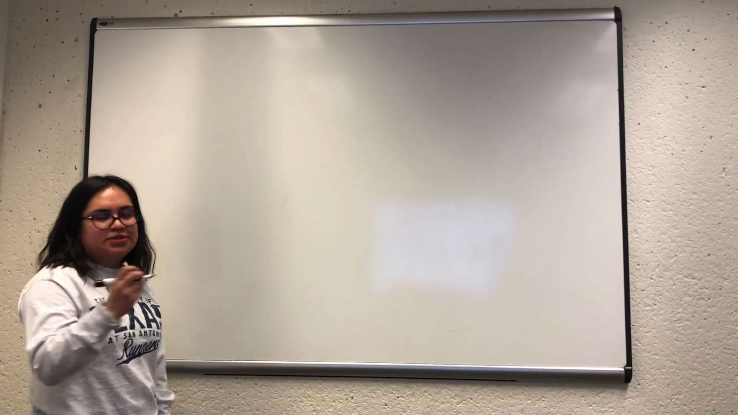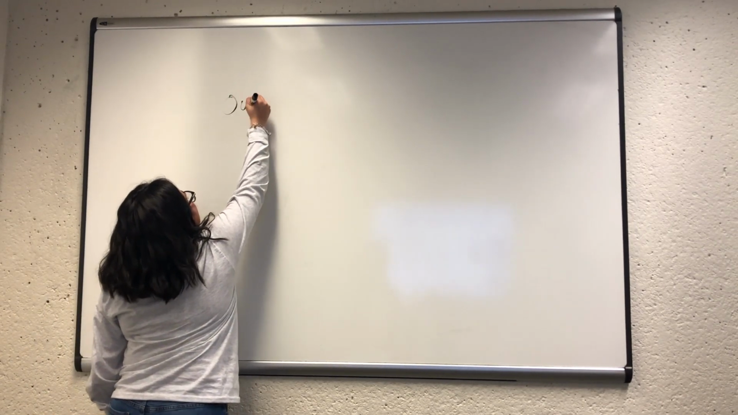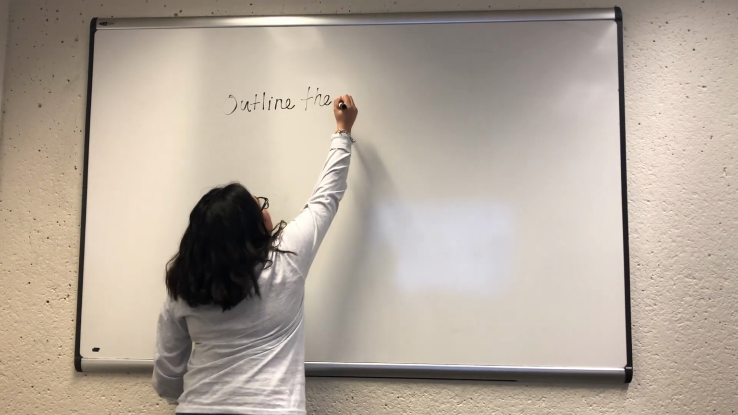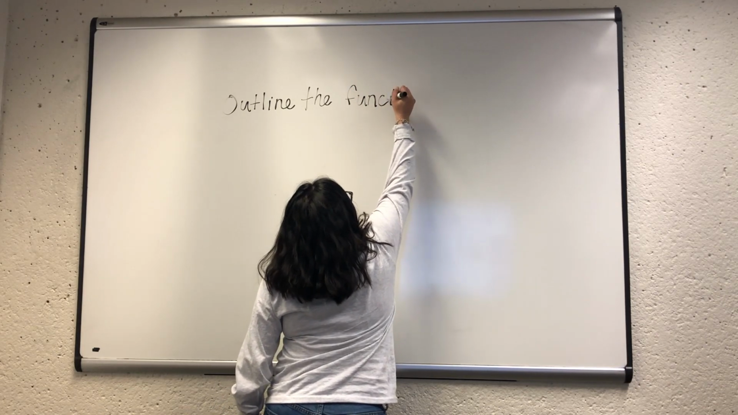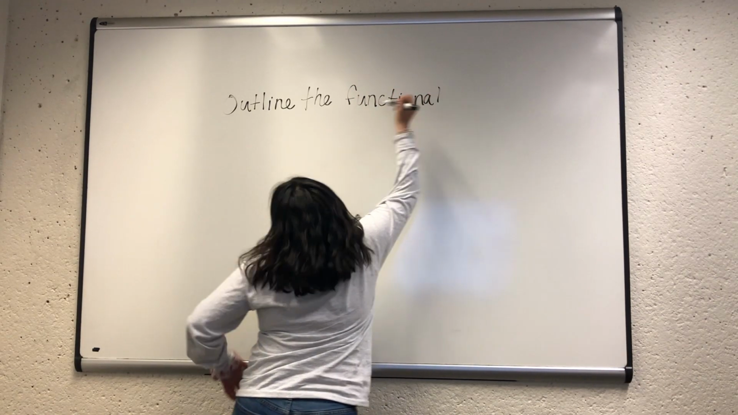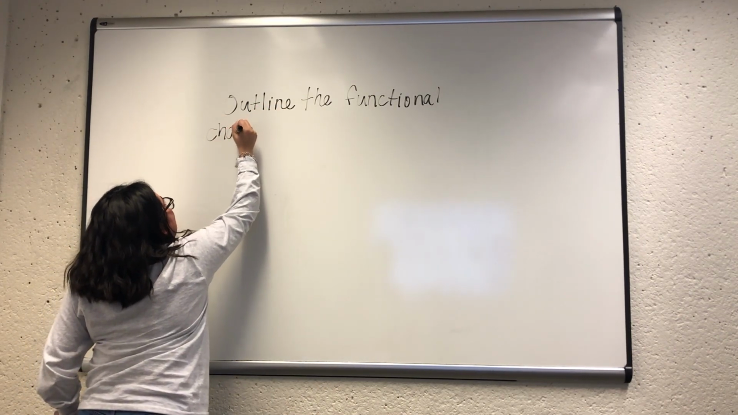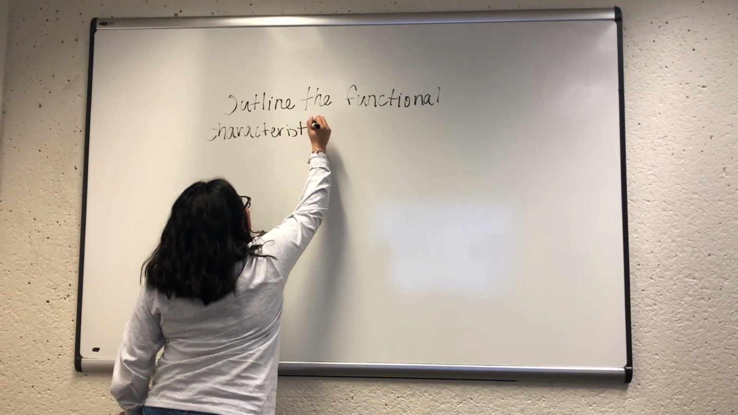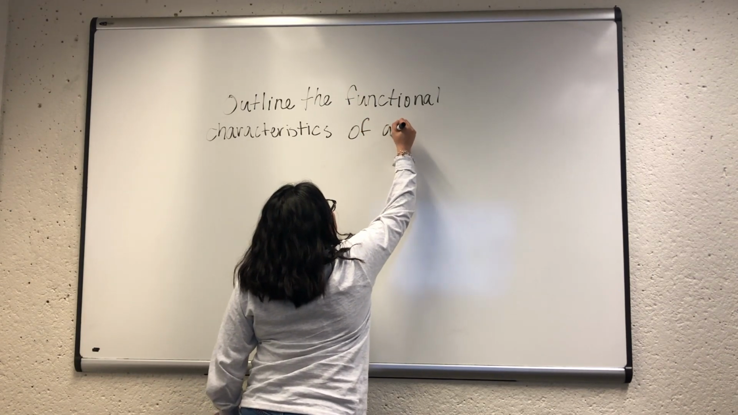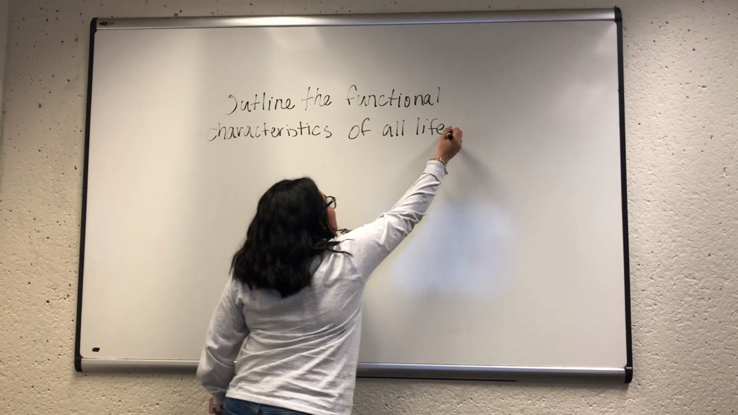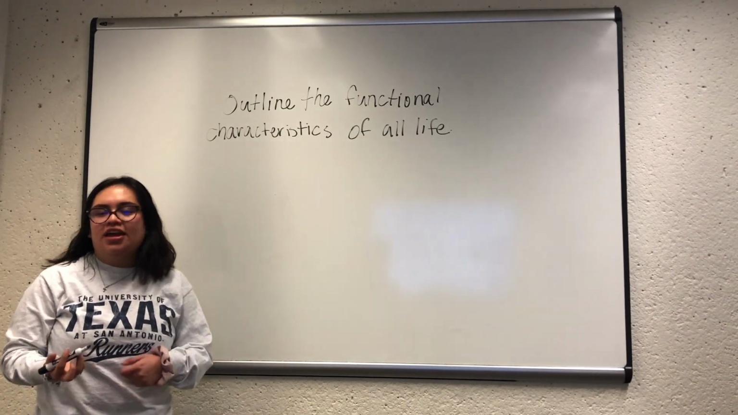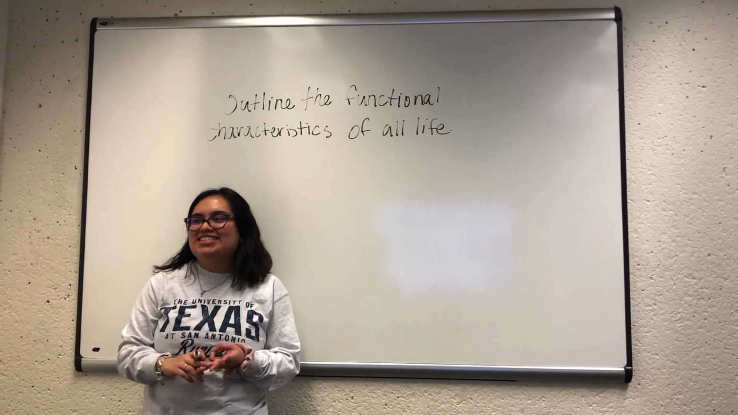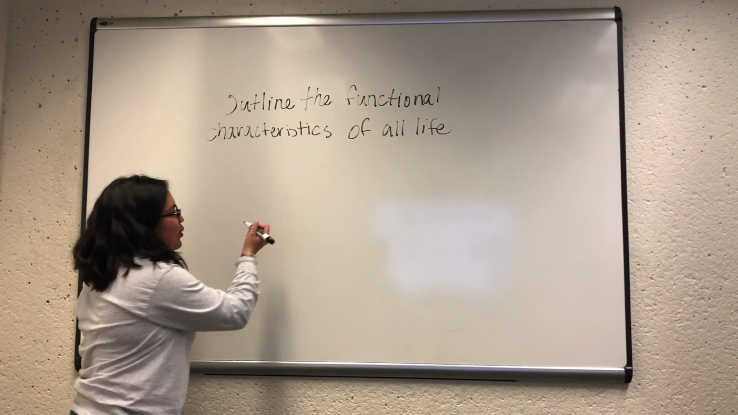Over the first assessment statement, it's outline the functional characteristics of all life. Alright, so there's six of them. There is reproduction, respond to environment, homeostasis, nutrition, metabolism, and growth. And I'll just write them here.